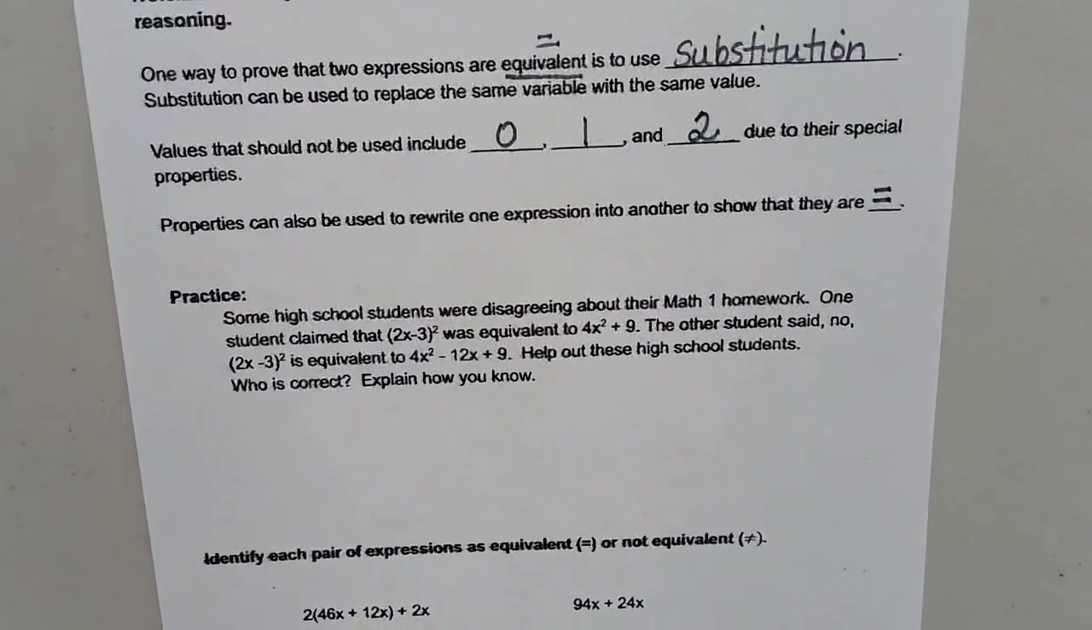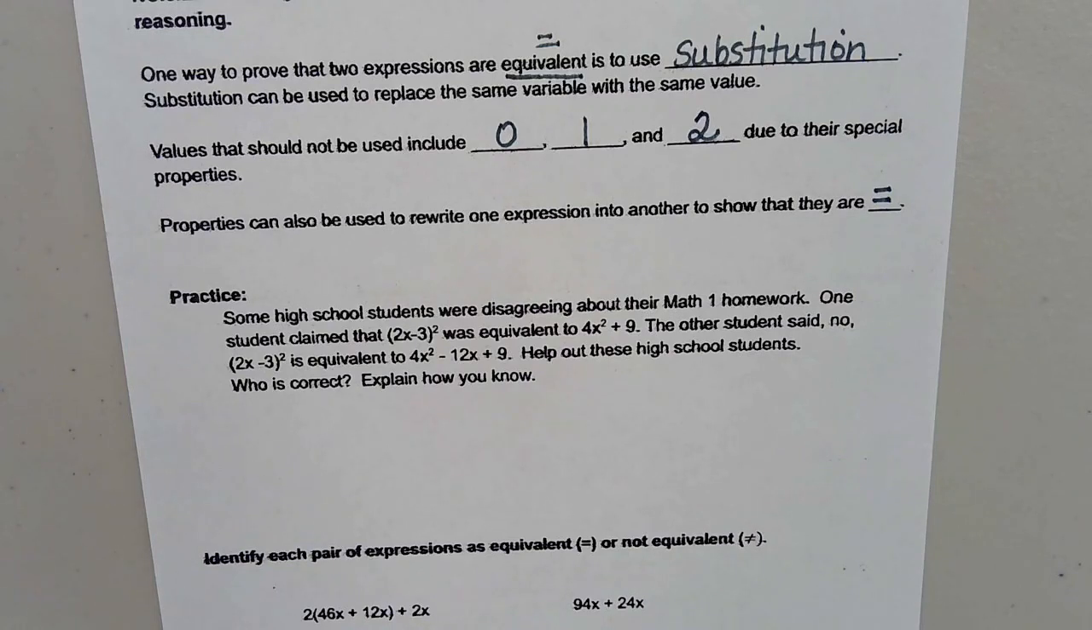So the practice says that some high school students were disagreeing about their Math 1 homework. One student claimed that the difference between 2x and 3 squared was equivalent to 4x squared plus 9. The other student said no, that the difference between 2x and 3 squared is equivalent to 4x squared minus 12x plus 9. Help out these high school students: who is correct and explain how you know.